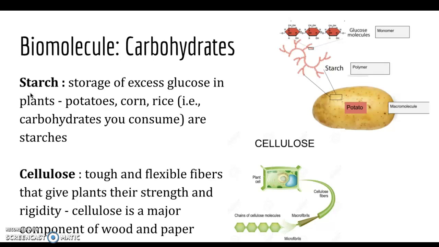And finally, you have cellulose. So cellulose is a structural polysaccharide. And it's what gives plants their strength and rigidity. So it's a polysaccharide that is responsible for giving plants their strength. So for example, wood and paper is made up of cellulose. So starch and glycogen are storage polysaccharides. They store glucose. Cellulose is structural, which means it gives plants its structure.